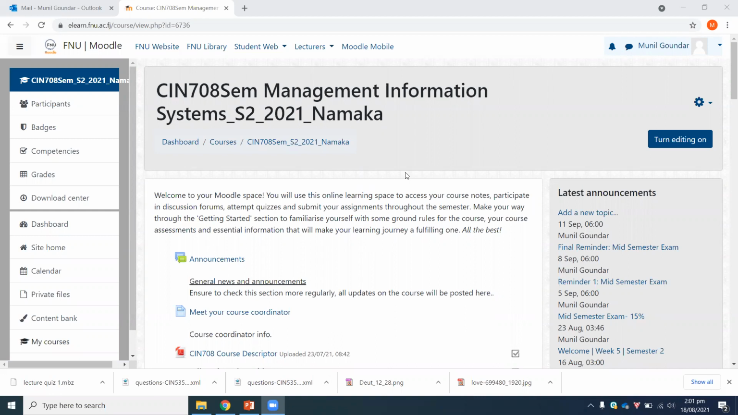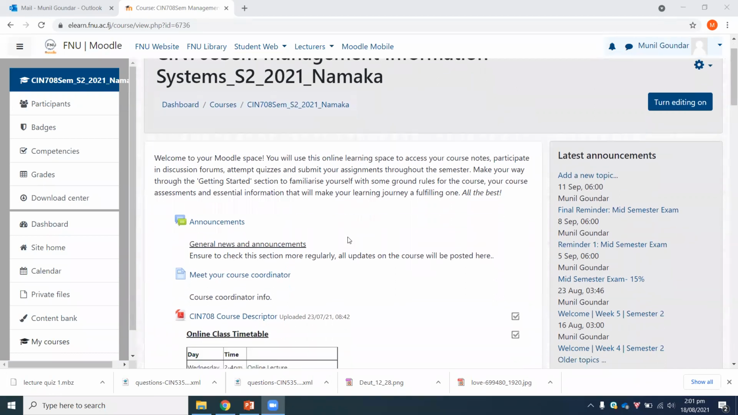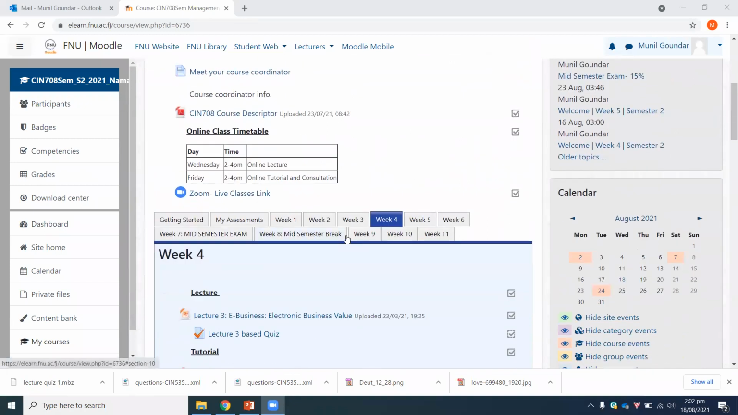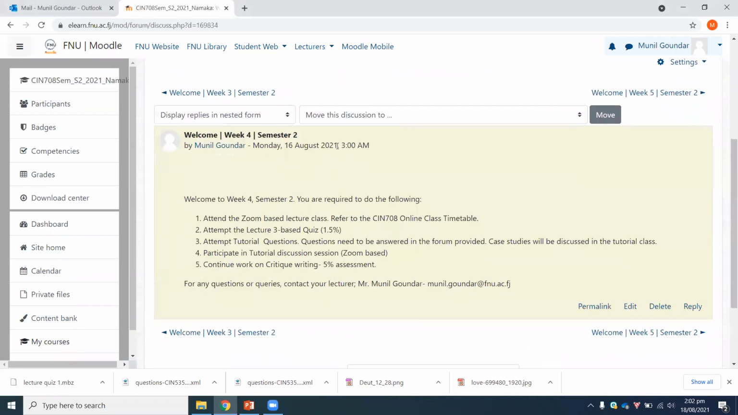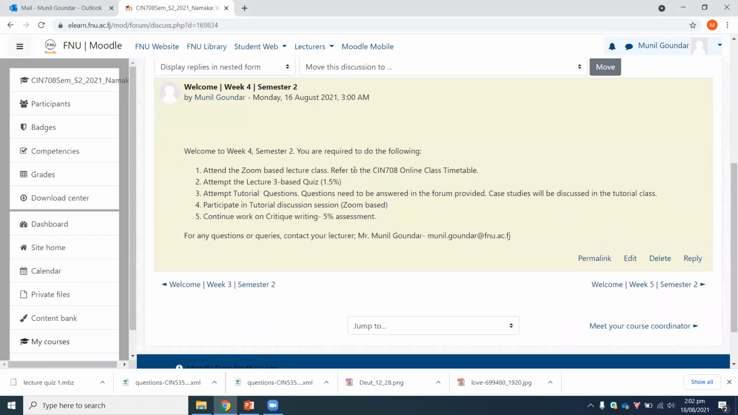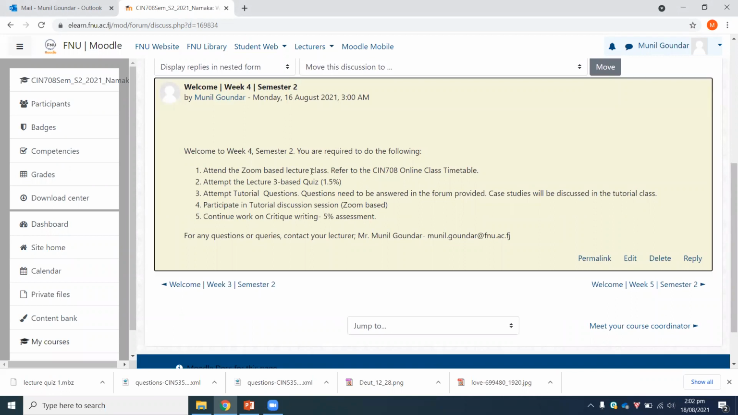Moreover, I hope that you are keeping yourself safe and you are also keeping up with CN 708, its syllabus, and the assessments that have been released on Moodle so far. So what we'll do first is we'll quickly have a look at our coverage for week 4. For week 4, we will be doing the following things. We will be going over our lecture class, which is today. Moreover, you are to attempt the week 3 lecture-based quiz and also attempt the tutorial.